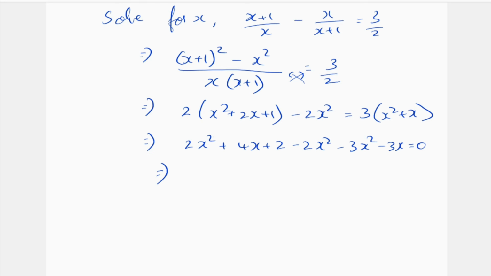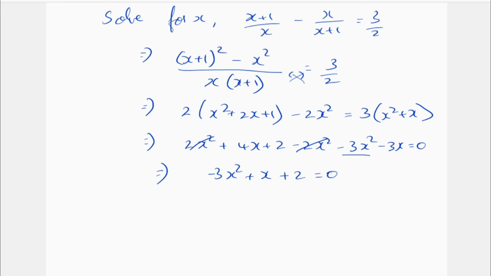Now 2x square minus 2x square will cancel one another. Then I have 4x minus 3x, so minus 3x square, 4x minus 3x is plus x, plus 2 equals 0. This is the equation that I have.